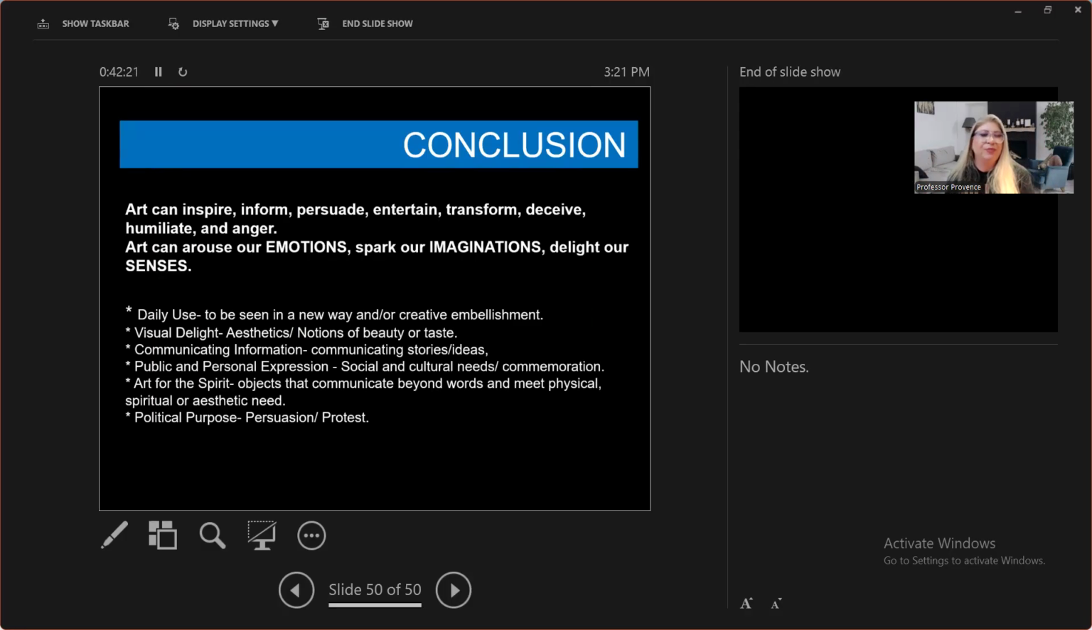So, in conclusion, art can inspire, inform, persuade, entertain, transform, deceive, humiliate, anger. It can arouse emotions, spark our imaginations, delight our senses, right? And of course, just to sum up: daily use, visual delight, communicating information, public and personal expression, art for spirit, and political purposes. You need to know all of those for your test. Okay? All right. So thank you for your attention, and we will end this presentation.